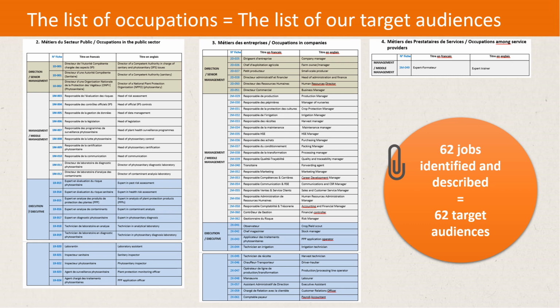We can see that each job is organized into hierarchical levels. We have seen that this is an important criterion for defining a job. We have defined 3 levels: the senior management level, the middle management level, and the execution level. For each profession, the responsibilities and activities are well consolidated and validated by professionals.